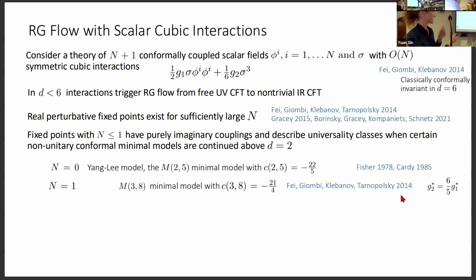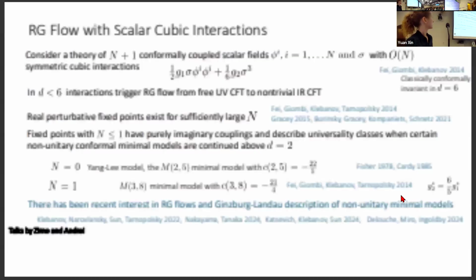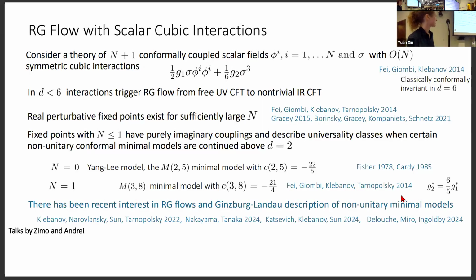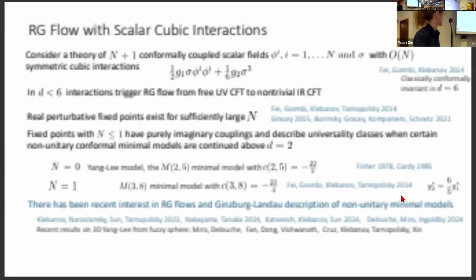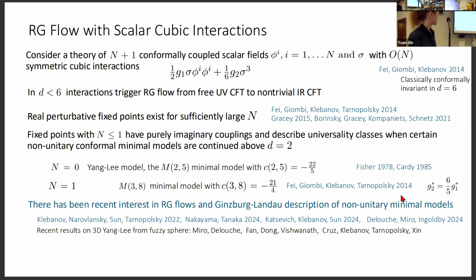And the fixed point that corresponds to this theory is the one where G2 and G1 are related in a particular way. You can also find a fixed point where G2 and G1 are equal, but that just corresponds to 2 copies of Yang-Lee. So yes, there's been recent interest in these RG flows and their Ginzburg-Landau description. And also, as we saw in Yuan's talk, there's been recent results on the 3D Yang-Lee from the fuzzy sphere. So yeah, I'll be talking about these particular cases more later in the talk.